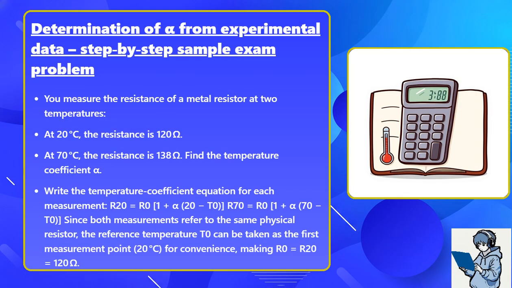R20 equals R0 [1 plus alpha (20 minus T0)]. R70 equals R0 [1 plus alpha (70 minus T0)]. Since both measurements refer to the same physical resistor, the reference temperature T0 can be taken as the first measurement point, 20 degrees Celsius, for convenience, making R0 equal to R20 equal to 120 ohms.